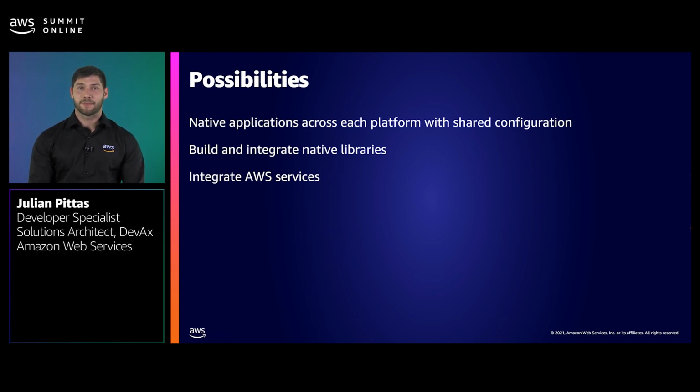For example, you can build a native application across multiple platforms, all with shared configuration, and release them all at the same time. You could also use this to build and integrate any native libraries that you might need in your main application build. And with AWS integration, there are endless possibilities. For example, you can take this architecture and build a front-end dashboard that gives you insight into the detailed progress of your builds, and also collate all the logs into a single location. There are many more possibilities than what's listed here.